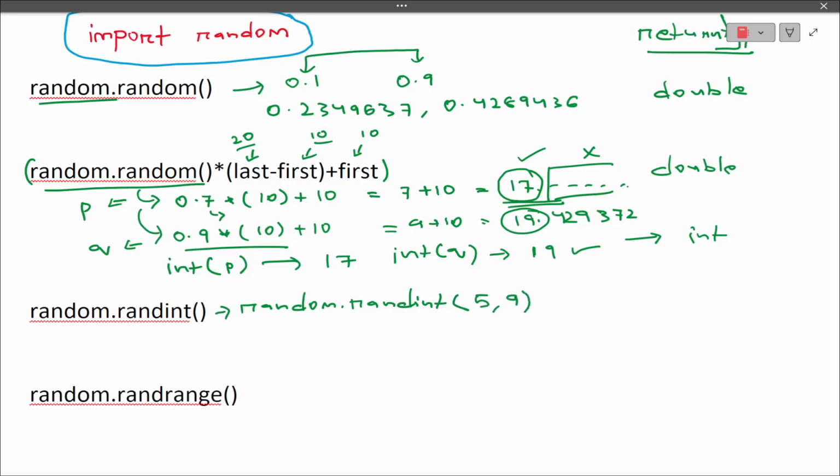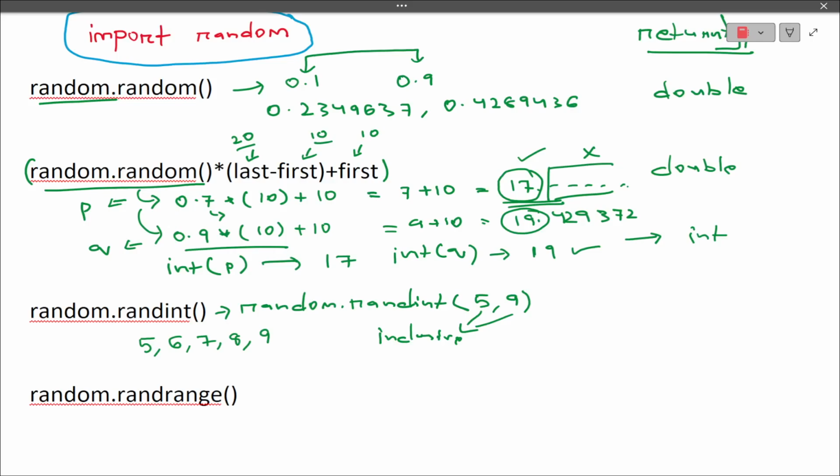So what will it do? It will start giving me random values ranging from 5 to 9, and everything will be in integer. You can use this as well, and it is inclusive of this 5 and 9. Inclusive of this 5 and 9, it will start giving the values. If I ask what the possible values are, possible values are 5, 6, 7, 8, 9.